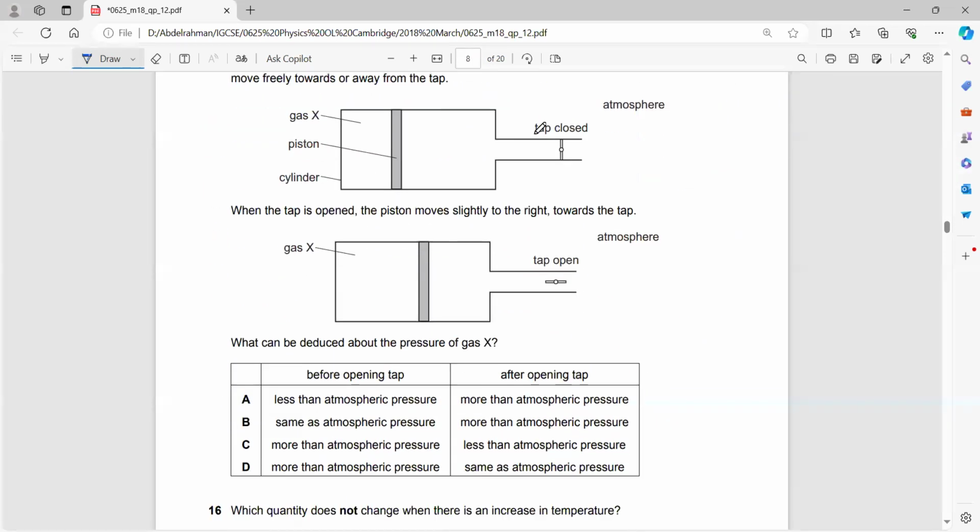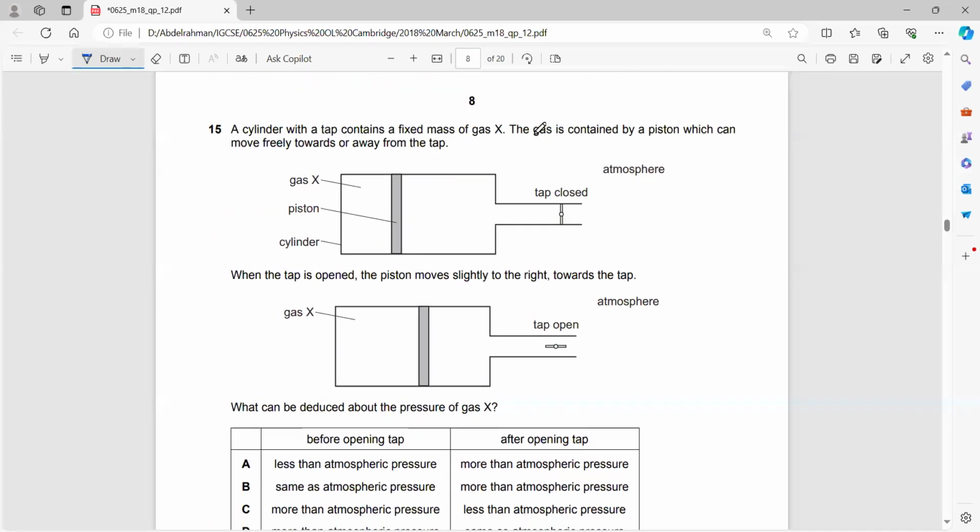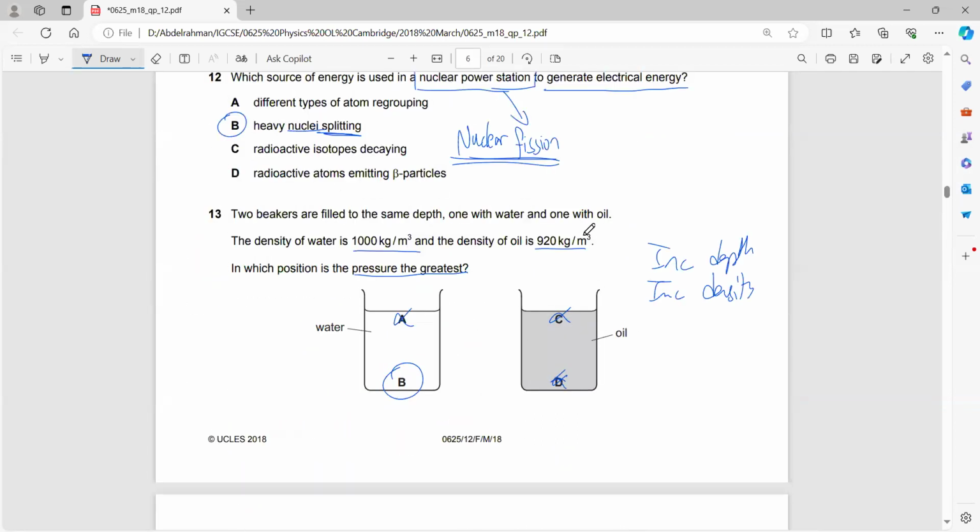Question 15. We have a cylinder. Can we repeat 13? Yes, we can repeat 13.